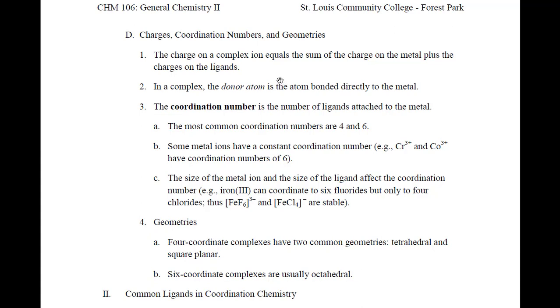The charge on a complex ion equals the sum of the charge of the metal plus the charges on the ligands. Usually, of course, the metal is going to have a positive charge, and the ligands, if they have a charge, will be negative. So in a complex, the donor atom is the atom bonded directly to the metal. The coordination number is the number of ligands attached to the metal, and like I said, that's going to really be more about the lone pairs rather than the atoms or molecules themselves.